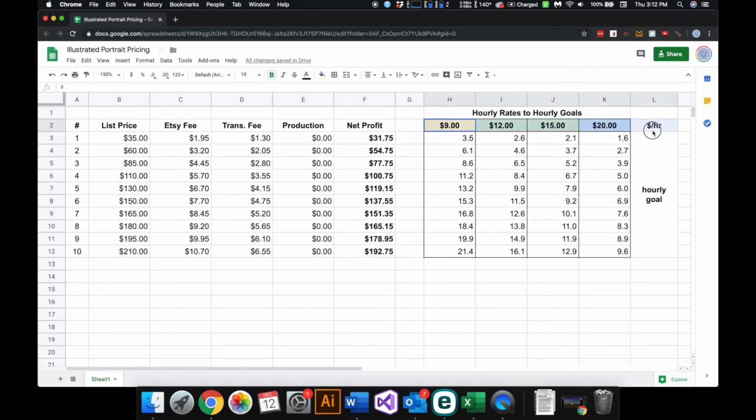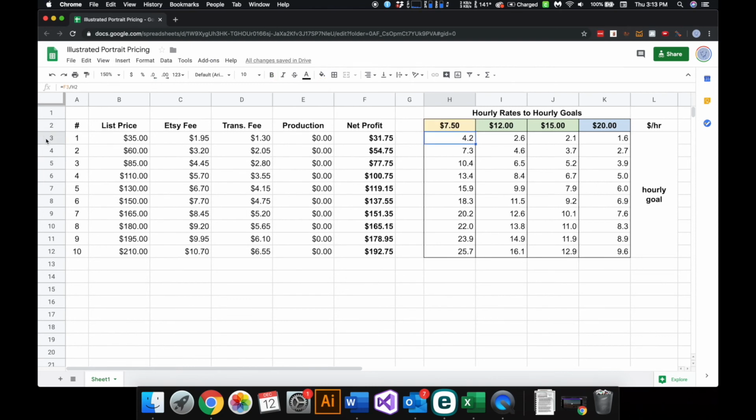And then over here is where you can calculate how many hours it should take. This is all calculated by dividing the net profit over here by the hourly rate goals. Now these are all set up so they will automatically adjust. So maybe you're a newer artist or you have a fairly low cost of living, so you can afford to make $7.50 an hour. You'll just type it in there in the absolute minimum spot and it will adjust.